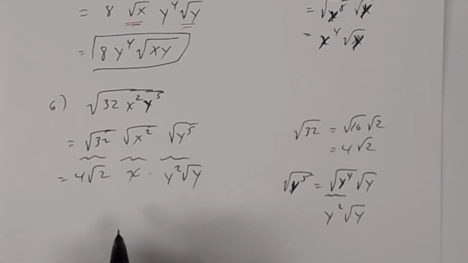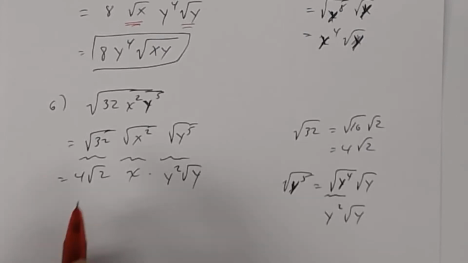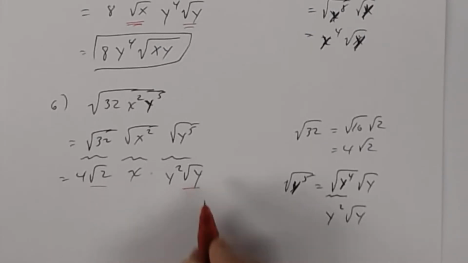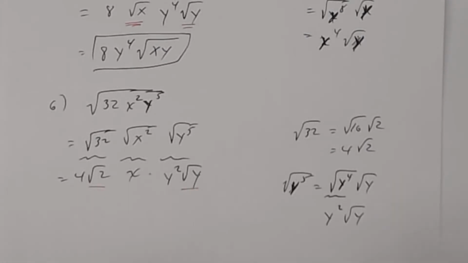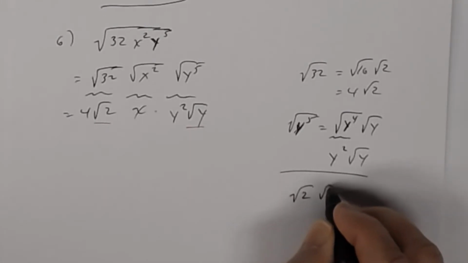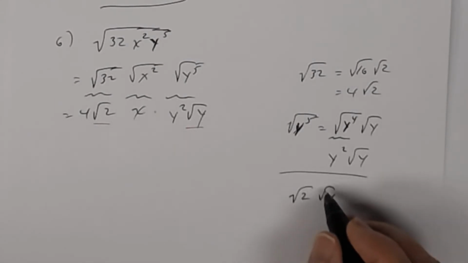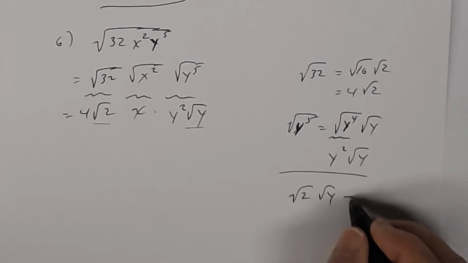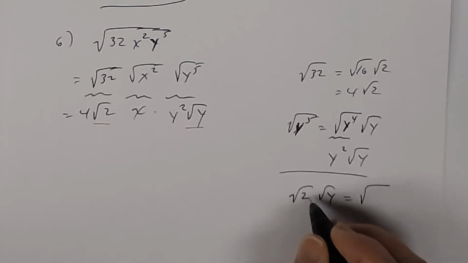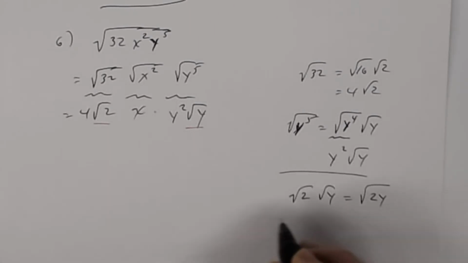All right, and now I'm going to underline the square roots. Square root of 2, square root of y. Okay? So we know this. I want you to remember this. We know that the square root of 2 times the square root of y can be rewritten. Since the indices are the same, they're both square roots, we're going to write this as the square root of the product of the radicands, 2 times y. All right, so I'm going to put that on the end.